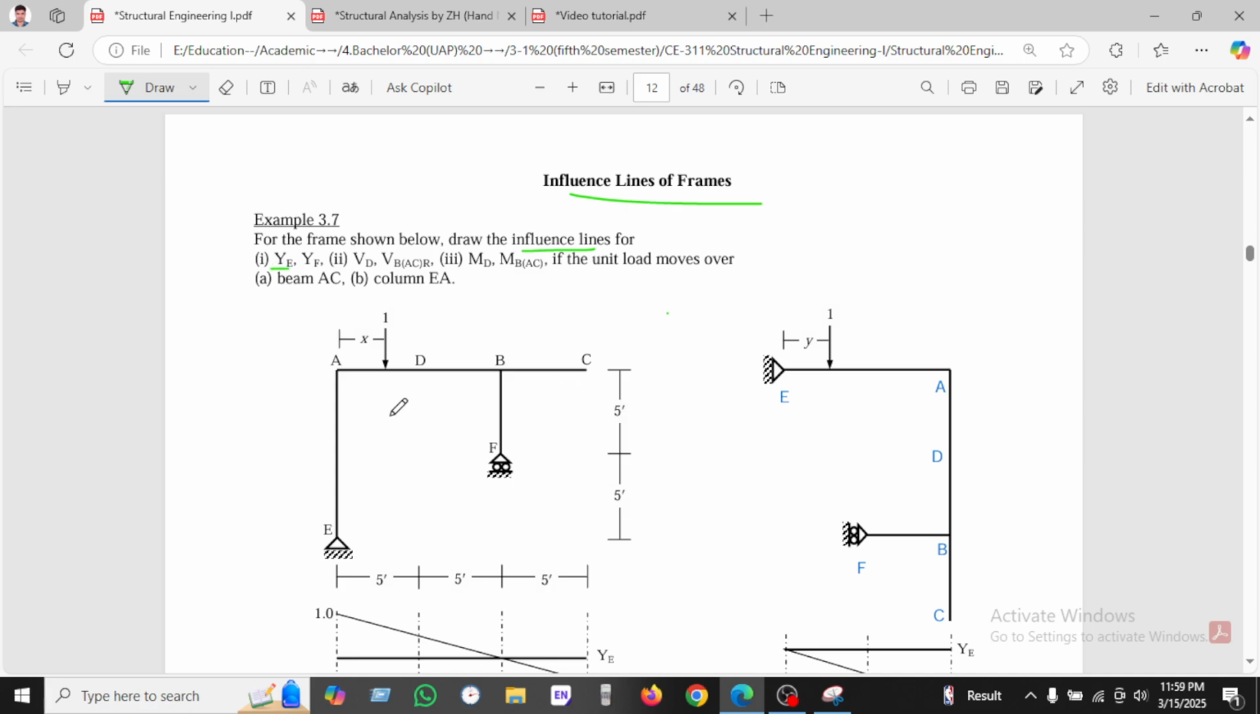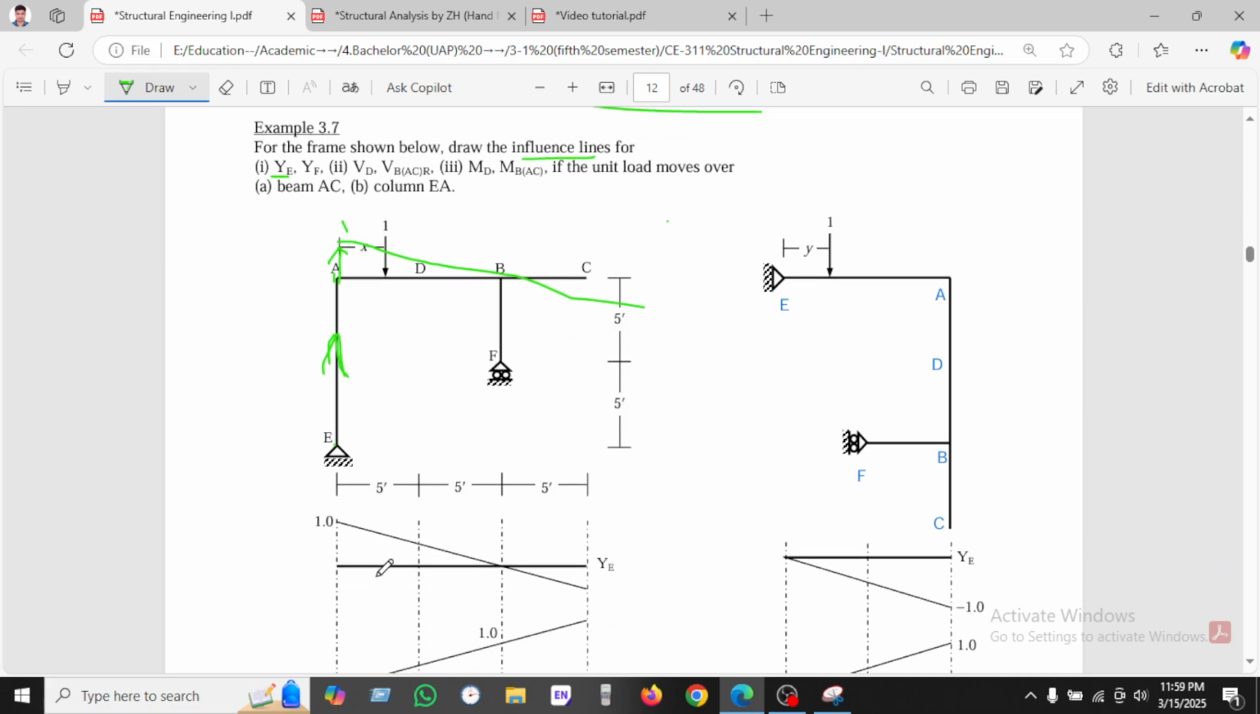So let's see, here is YE. If we push one in the Y direction, then the diagram will be like this. It will be pushed upward. It will be 1, and that's why we see the diagram like this.